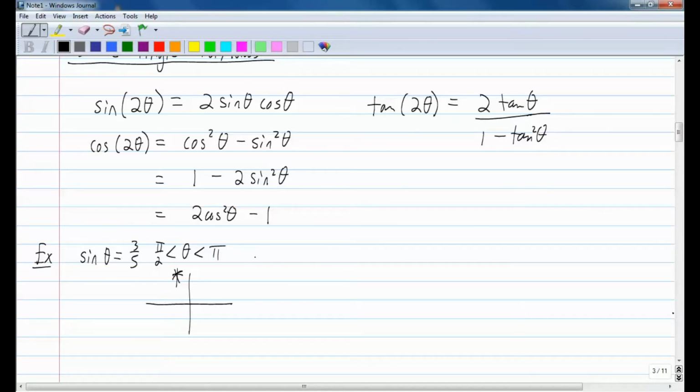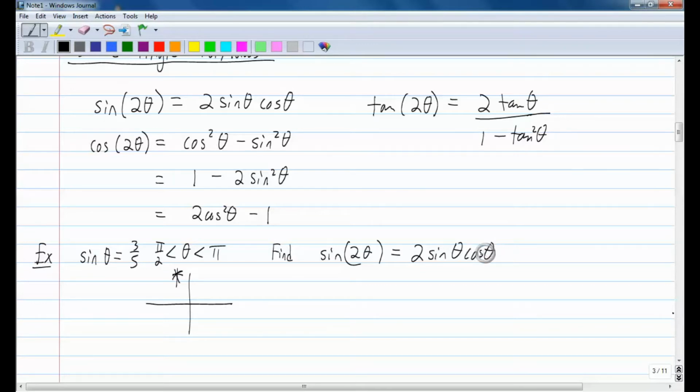Now, given this information, what if we were asked to find the sine of 2 theta? So we're able to find the sine of 2 theta by just having what the sine of theta is equal to. And you say, well, how is that? Well, we have a formula up here. Sine of 2 theta equals 2 times sine of theta times cosine of theta. We were given sine of theta in the problem.